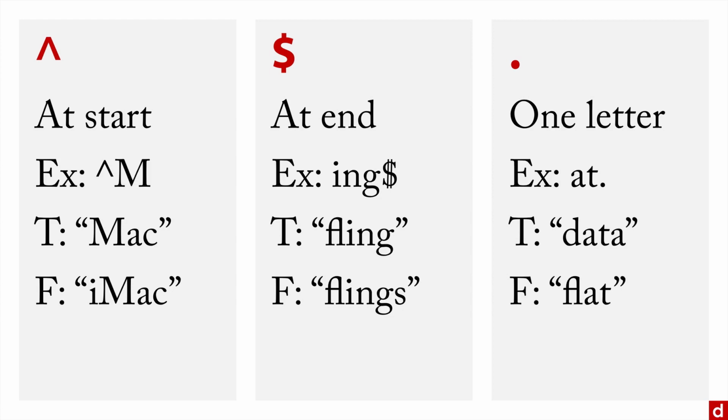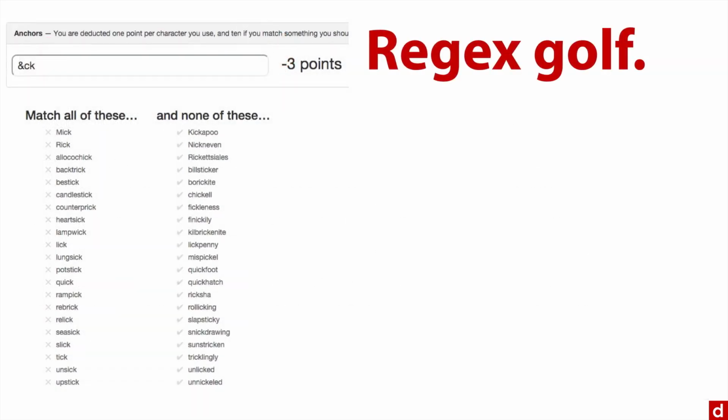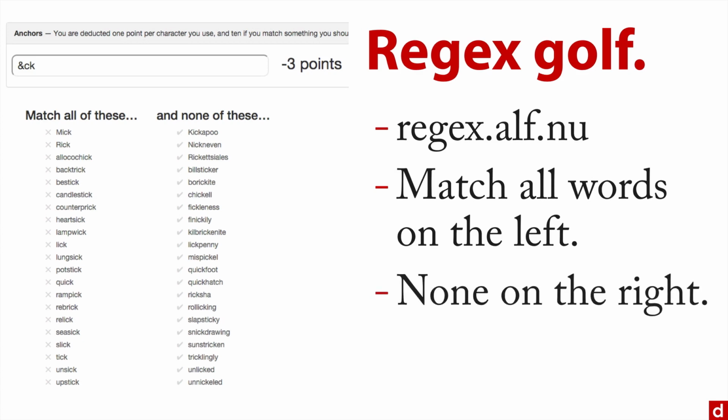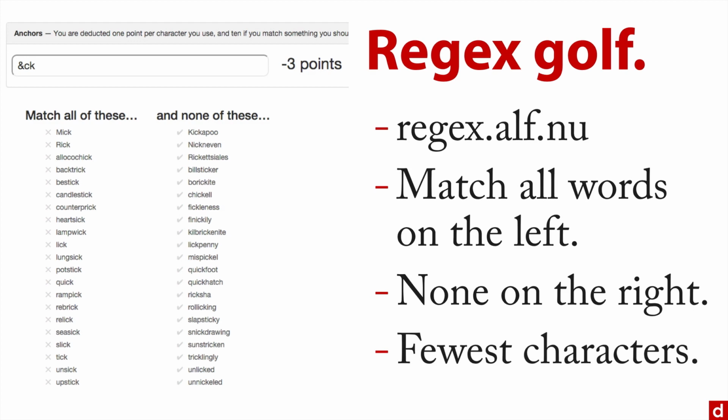Now, one interesting thing about this is you can actually treat this as a game. I love this website. It's called Regex Golf, and it's at regex.alf.nu. And what it does is it brings up lists of words, 2 columns, and your job is to write a regular expression in the top that matches all the words on the left column and none of the words on the right column, and that uses the fewest characters possible. And you get a score. And it's a great way of learning how to do regular expressions and learning how to search in a way that's going to get you the data that you need for your projects.